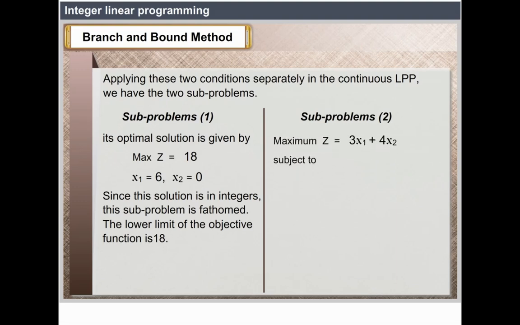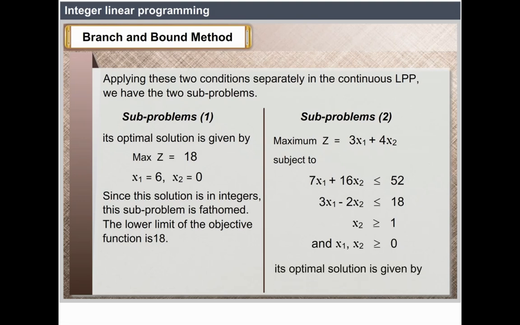Subproblem 2: maximize z = 3x1 + 4x2 subject to 7x1 + 16x2 ≤ 52, 3x1 − 2x2 ≤ 18, x2 ≥ 1, and x1, x2 ≥ 0.